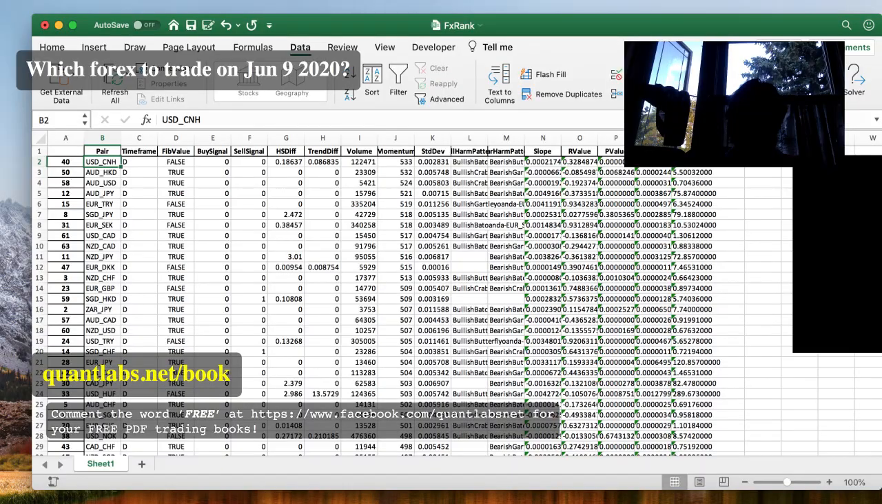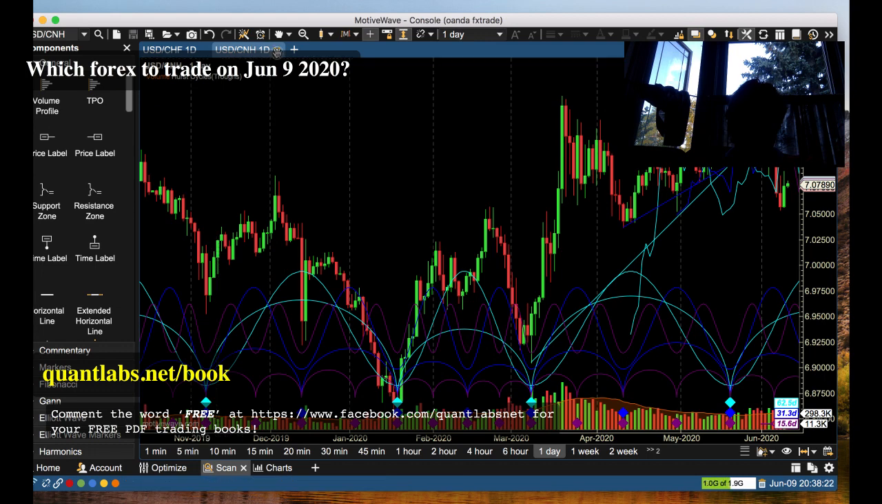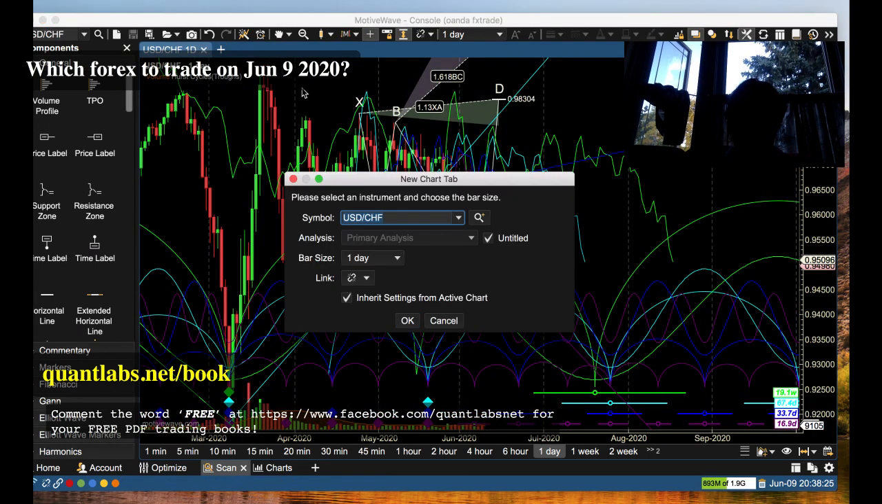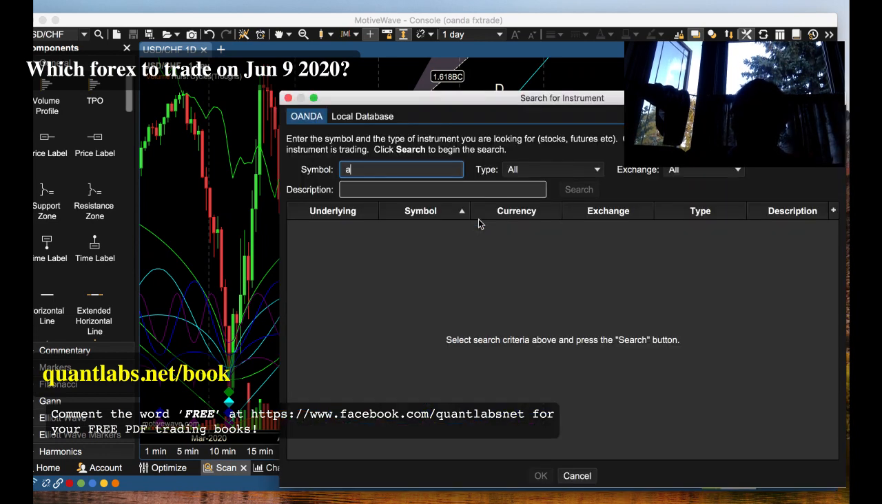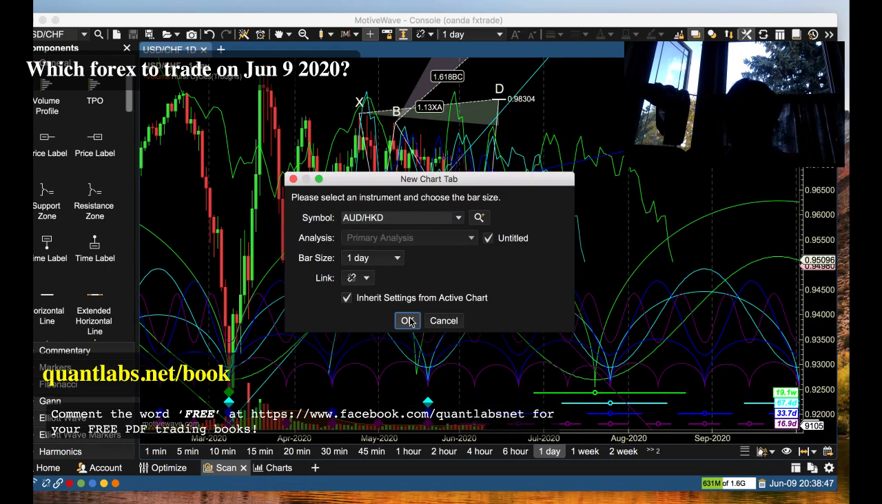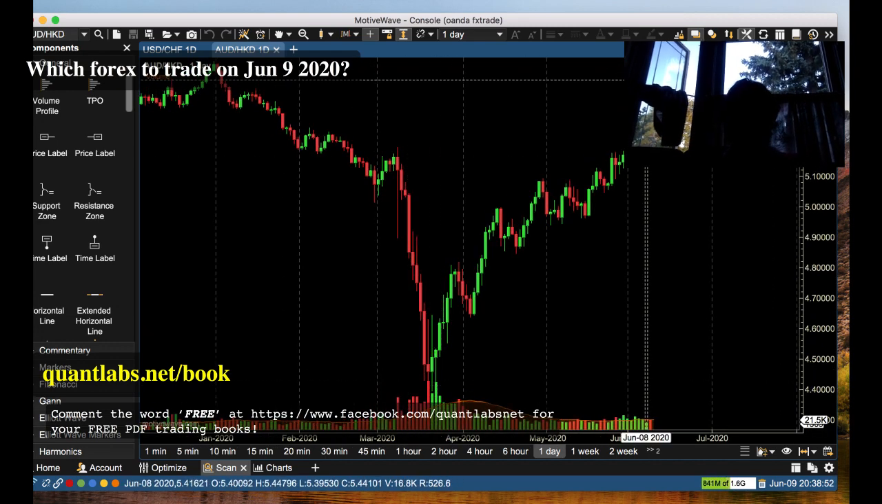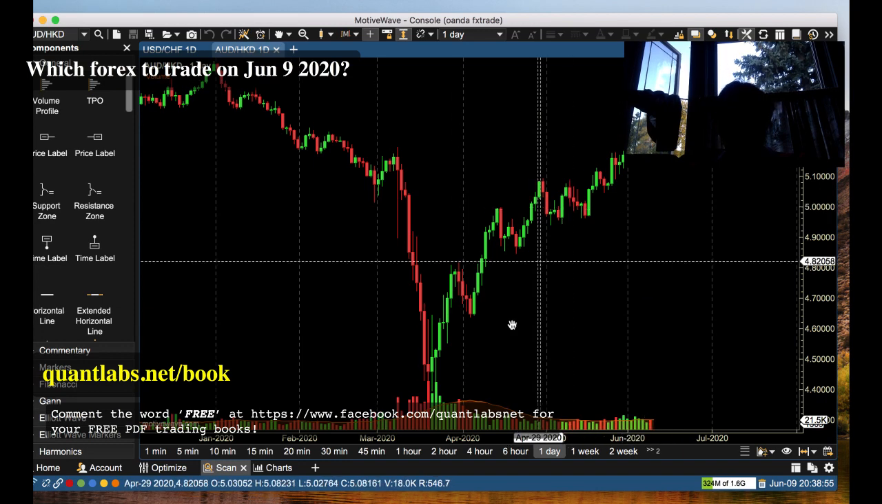So what was our other one? We had the Australian Hong Kong dollar. So the Australian HKD. Yep, there we go. Okay. So here we go. So here from March, and it's still climbing. That is pretty incredible. That's quite a nice run there.